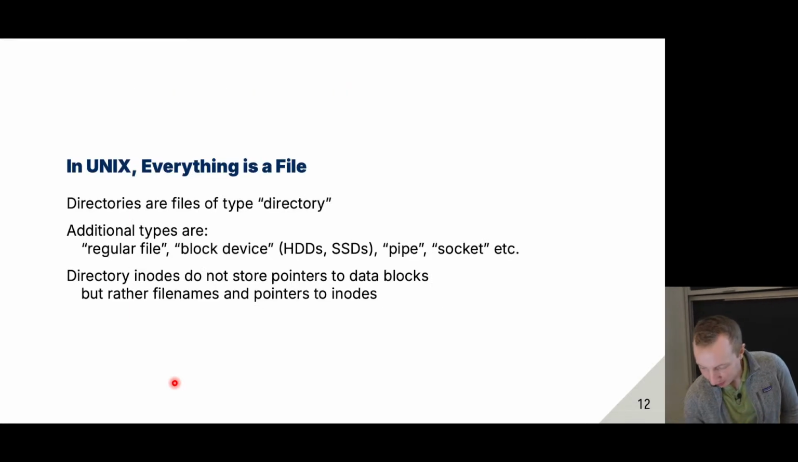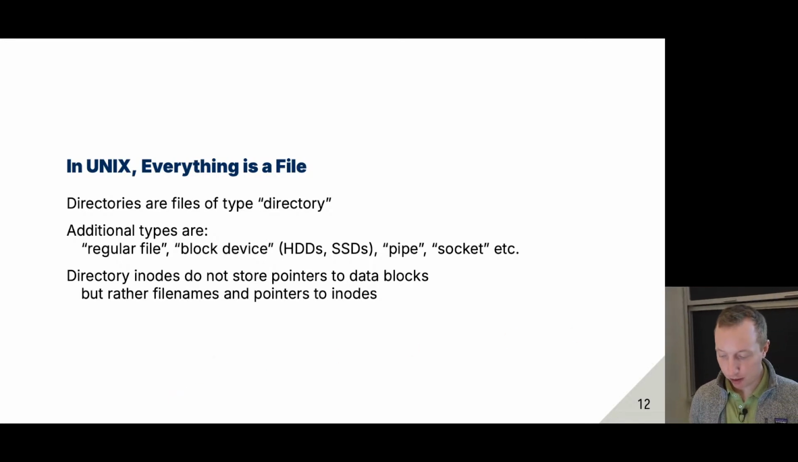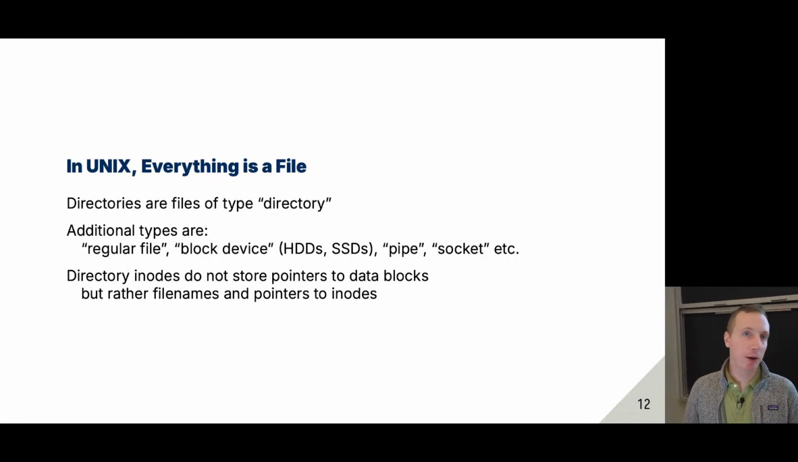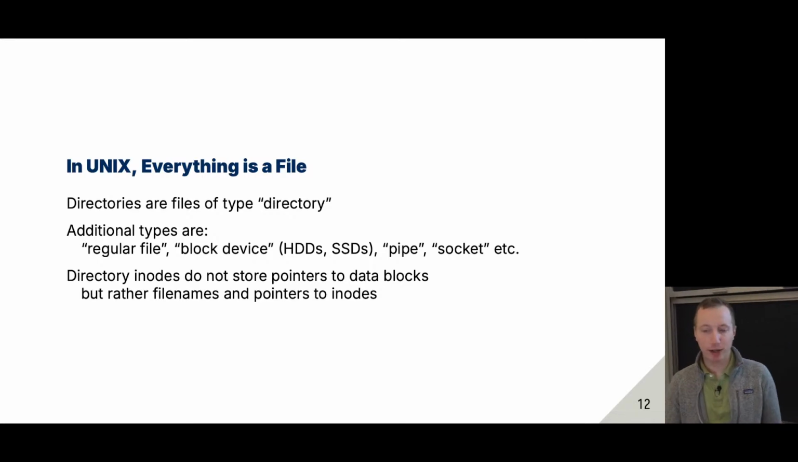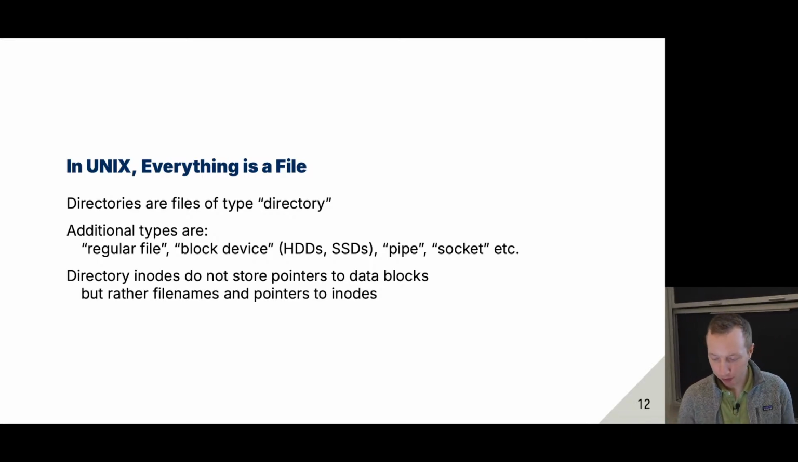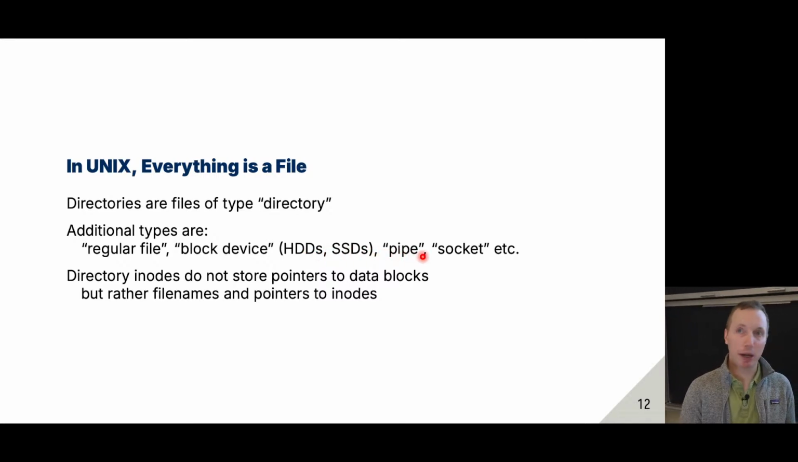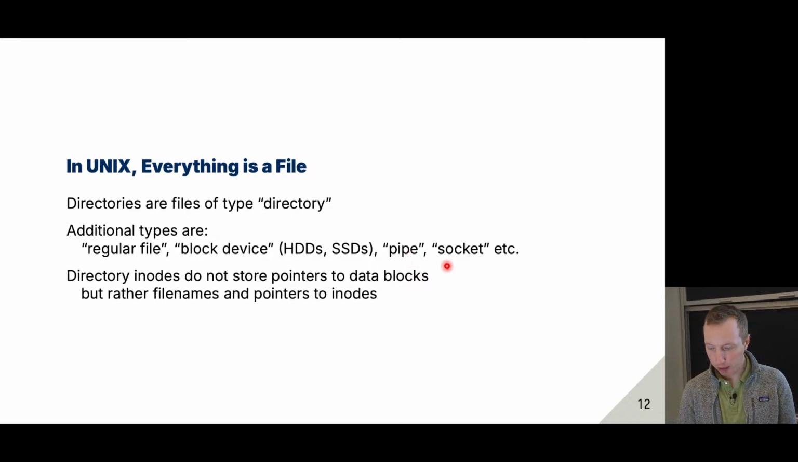Okay. So in Linux, everything is a file. Directories are the same idea. They're inodes. They have a special type, so they're called directories. Additional types include a regular file, while a symlink is a different file type. There's a block device to model SSDs and hard disks. You can actually name pipes if you really want, so you could give a file name to a pipe. You can do the same thing for a socket.